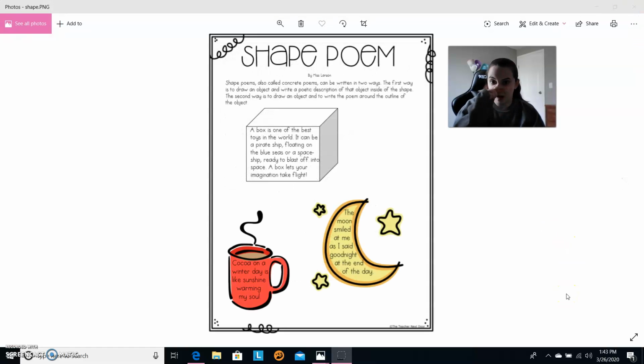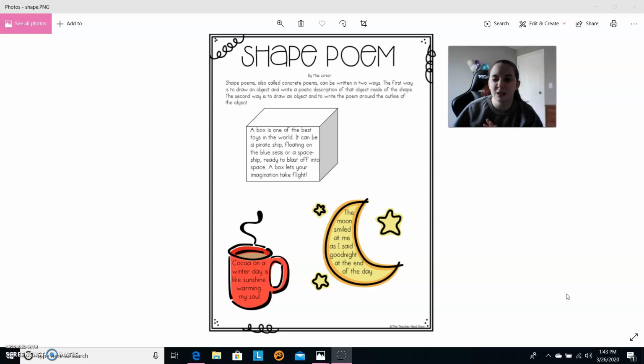Another one is a shape poem. As you can probably tell, a shape poem is a poem that's in a specific shape. Sometimes they're called concrete poems. The first way is to draw an object and write a poem inside of it. Sometimes people actually write the poem with the shape, like how the shape is.